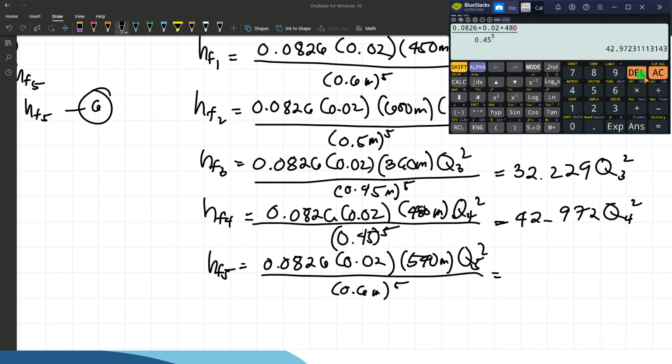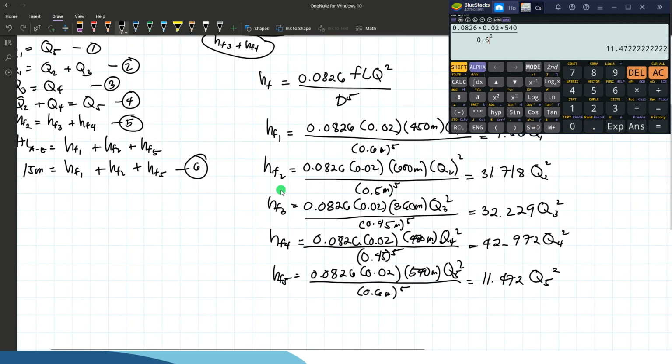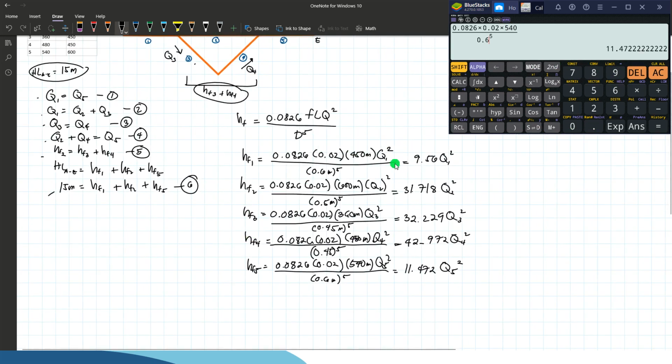Okay, eleven. So here are your equations in solving the head losses. So next one that we will do is from equation 6. Okay, equation 6.